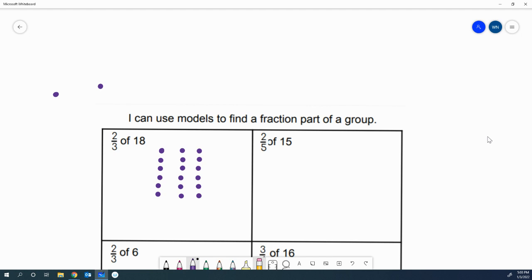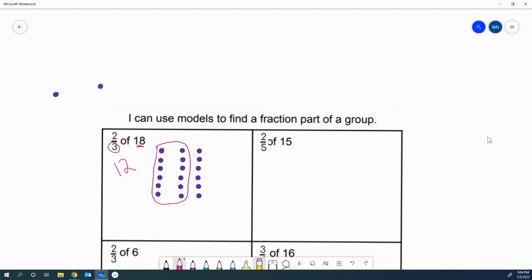But as you can see, what I've done is I've taken the number 18 and I split it up into 3 equal groups. So each of these groups has 6 dots in them. Now we want to go ahead and circle 2 of those groups because we want 2/3, 2 of the 3 groups. So if I circle 2 of the 3 groups, then I know I have circled 12 dots. So that means that 2/3 of 18 equals 12.